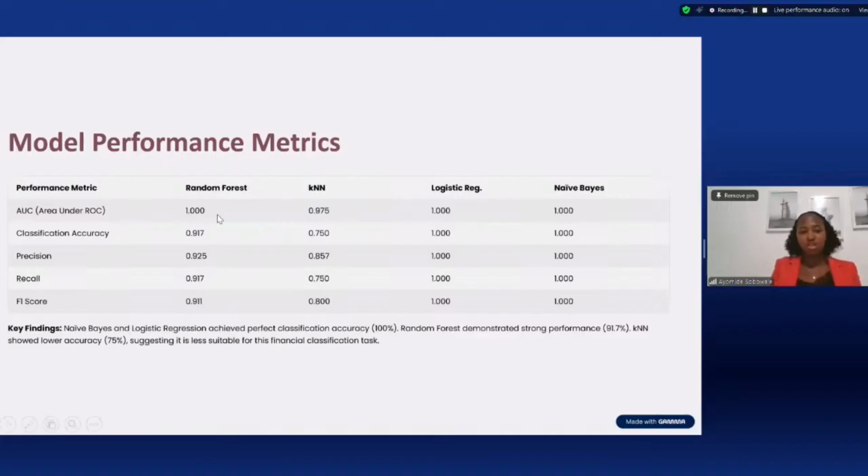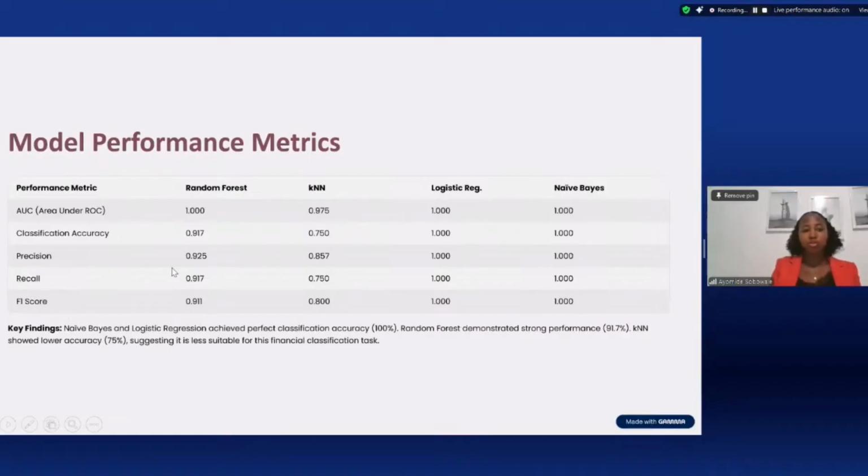But for classification accuracy, our random forest algorithm was not able to predict perfectly. It has a 0.917 prediction ability. And then k-nearest neighbor couldn't predict perfectly as well. But these 2 algorithms were able to predict perfectly. So they have a 1 binary result. Their results from the training matched our results from the traditional analysis. So we can say that these 2 algorithms were able to predict well.